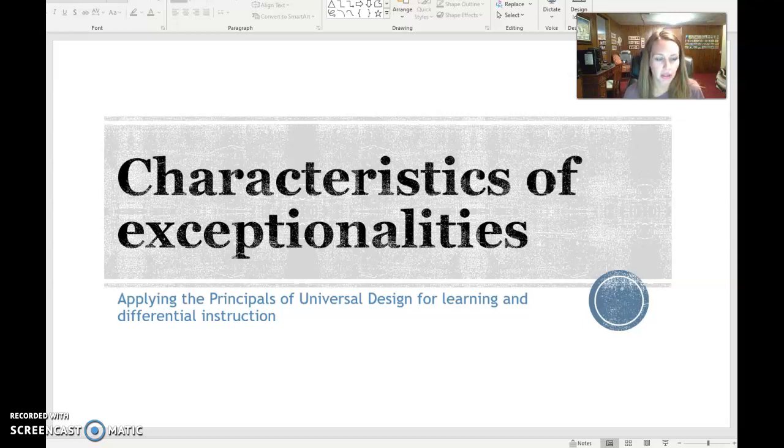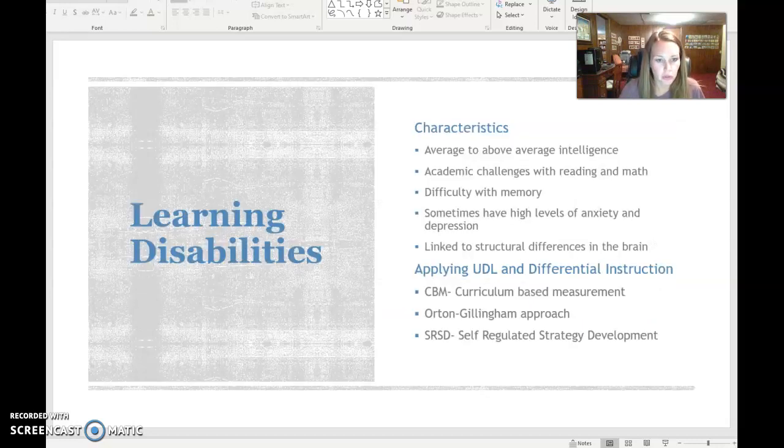Characteristics of exceptionalities and applying the principles of universal design for learning and differential instruction. So, learning disabilities. Some characteristics: they have an average to above average intelligence. They have academic challenges with reading and math, difficulty with memory, and sometimes have high levels of anxiety and depression. It's linked to structural differences in the brain.